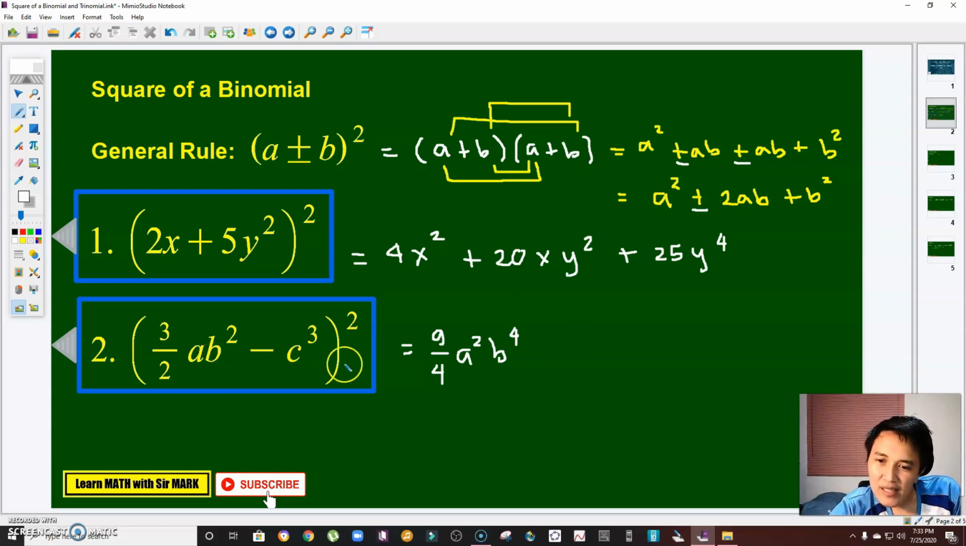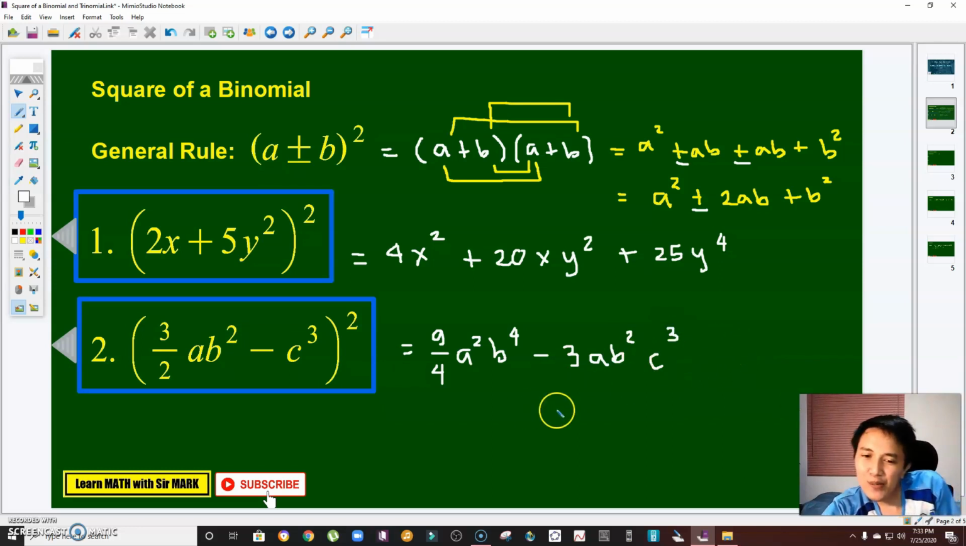Then for the middle term, all you have to do is multiply this times 2. But since this is negative, it's negative. Clear? So 3 halves times 2, that will be 3. Then just copy the variables, so ab squared c cubed. And lastly, the third term of this trinomial is just the square of c cubed. So that is plus c to the 6th. Okay?